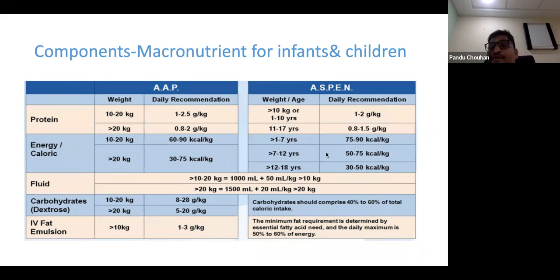In 7 to 12 years, it is 50 to 75 kilocalories per kg. In more than 12 years, it is 30 to 50 kilocalories per kg. Fluid is the same as the Holliday-Segar formula, and carbohydrates, according to the calorie requirements, should be 40 to 60% of the total caloric intake.